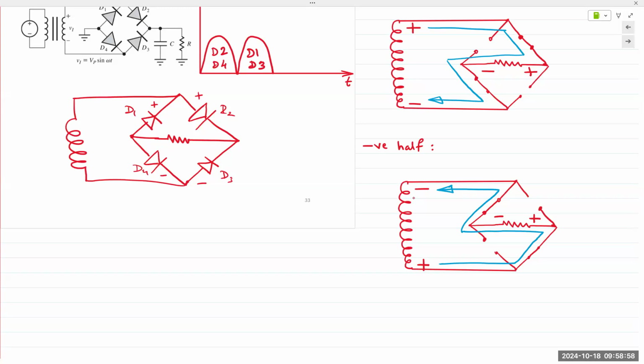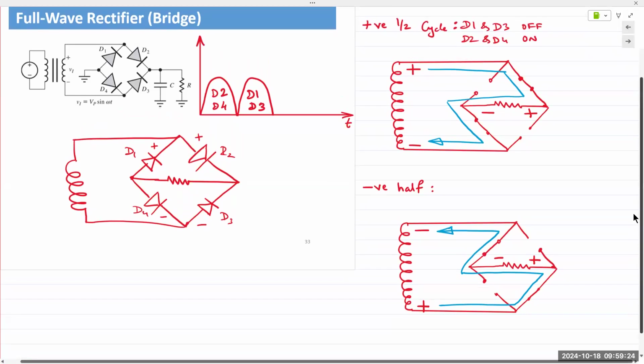So you had a positive half cycle, negative half cycle. Positive half cycle comes out as it is. Negative half cycle, current flows in the same direction, and hence again the voltage waveform is positive across that resistor. So you have a full wave rectification without needing a center tap transformer. And this is by far the most popular configuration. The bridge rectifier configuration is by far the most popular one. Okay. So D1 and D3 are on, D2 and D4 are off.